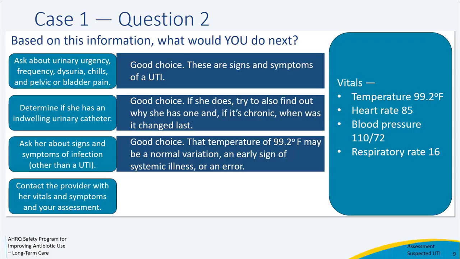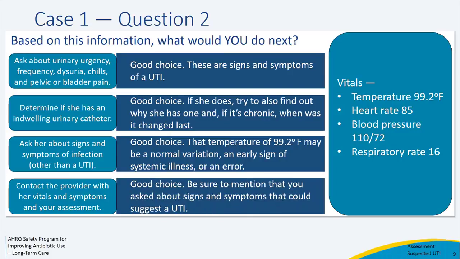That temperature of 99.2 degrees Fahrenheit may be a normal variation, an early sign of systemic illness, or an error. Would you contact the provider with her vitals and symptoms and your assessment? As you might have guessed, this is also a good choice. Be sure to mention that you asked about signs and symptoms that could suggest a UTI. All of the options listed on the screen are important and could be excellent next steps.